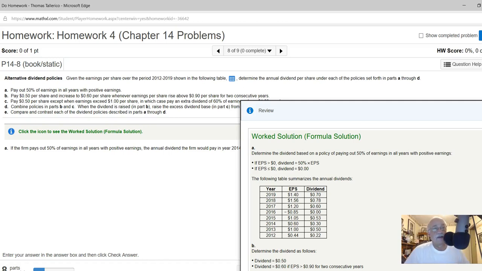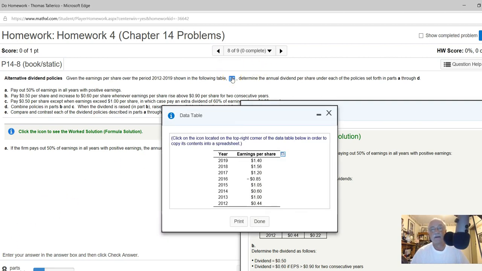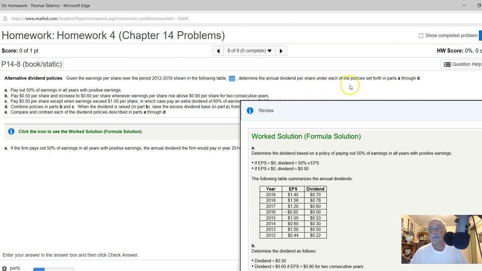So hello again, everybody. The next question was on problem 14-8, alternative dividend policies. Given the earnings per share over the period 2012 to 2019, shown in the following table, and they give you this table here, and I'll open it, and they give you the years and the earnings per share. Determine the annual dividend per share under each of the policies set forth in parts A through D.